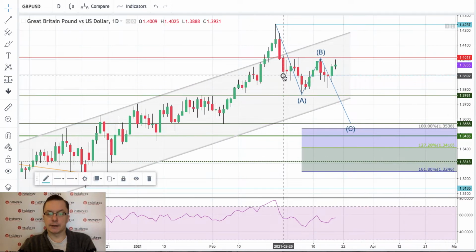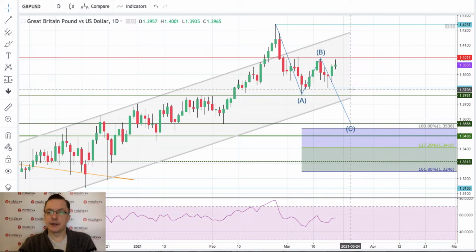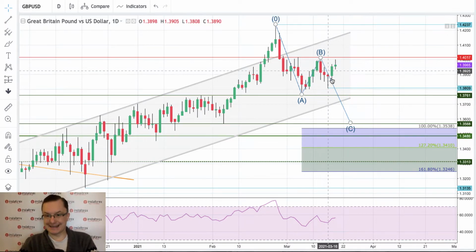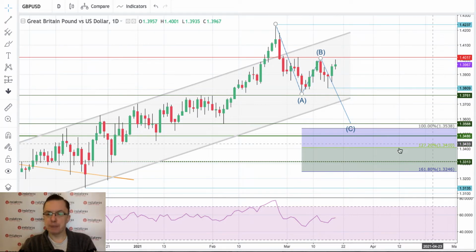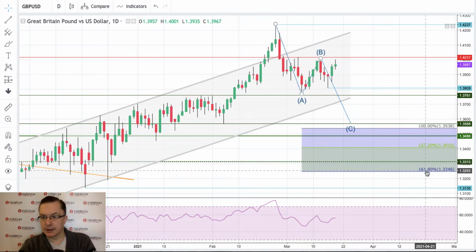This is our scenario. Those are our levels. The intraday support 1.3809. If we break it, then of course we can go as low as the wave A low, which is 1.3761. And then if the wave C will be unfolding to the downside, the target is 100% Fibonacci extension, which is 1.3538. The technical support 1.3486, and 127% of the Fibonacci extension, this is 1.3410, and 161%, eventually 1.3246.